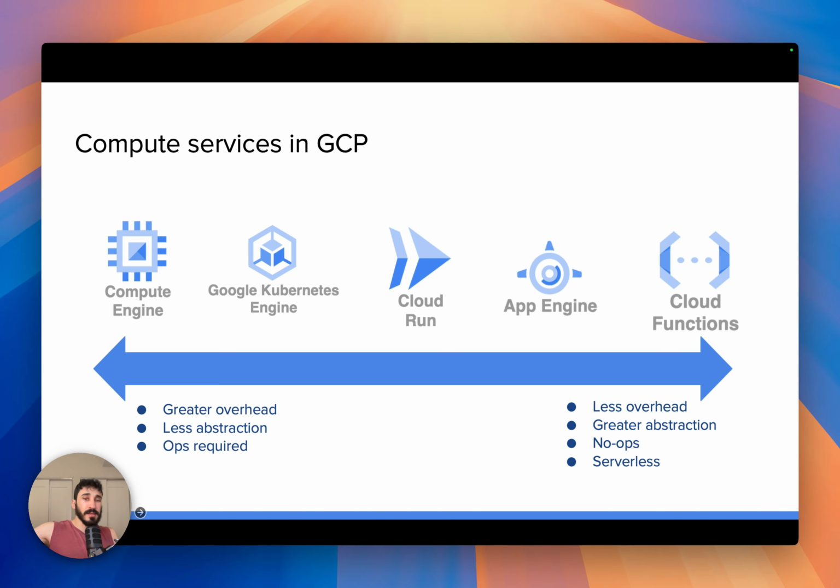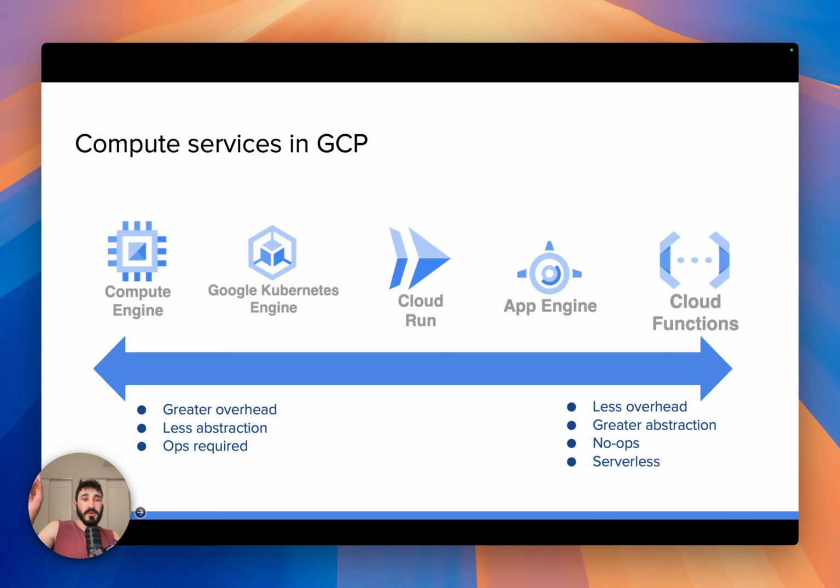And so the point here is that as we move from left to right, we see a shift from greater overhead, more hands-on control, and less abstraction to less overhead, greater abstraction, and a fully managed serverless environment. I think actually for you, it's going to be on this side. On this side is Compute Engine, and over here is Cloud Functions.